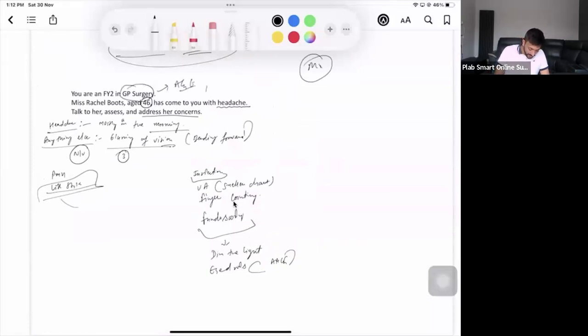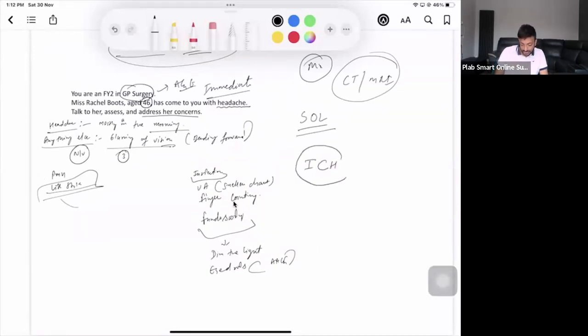So if it is GP, you will be going for immediate referrals here, right? So what is going to happen? You have to do the scan only, and most probably it could be SOL. That finding that I've got a headache in the morning and blurring of vision when I'm bending forward is a typical sign of intracranial hypertension, and the most common reason for it is space occupying lesion.